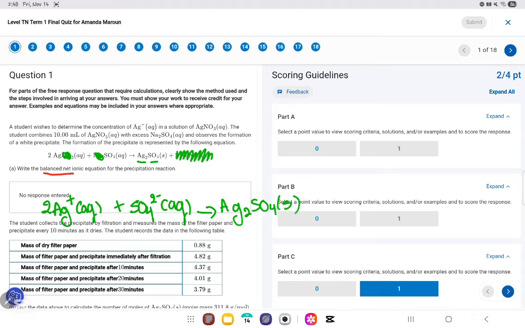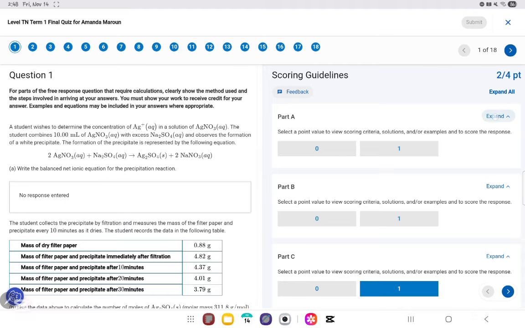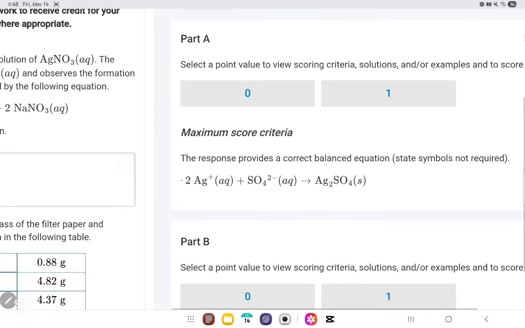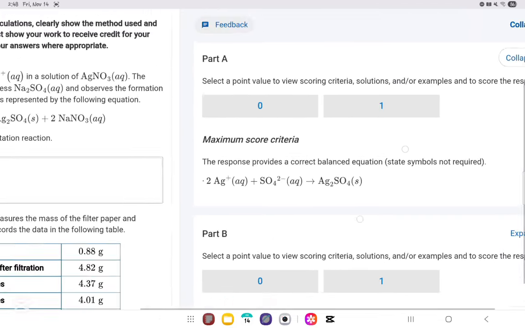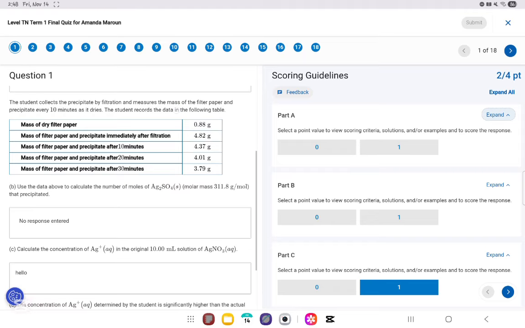So you write this and you will get your mark. If you look over here, you will see they said 2Ag+ aqueous plus SO4 2- aqueous gives Ag2SO4 solid. We'll move on to part B.